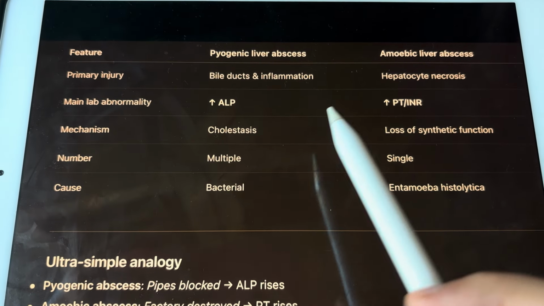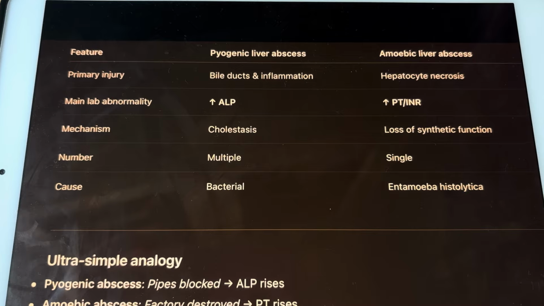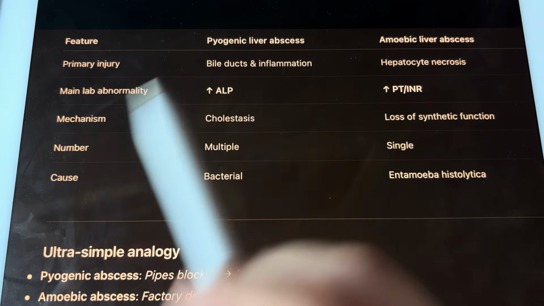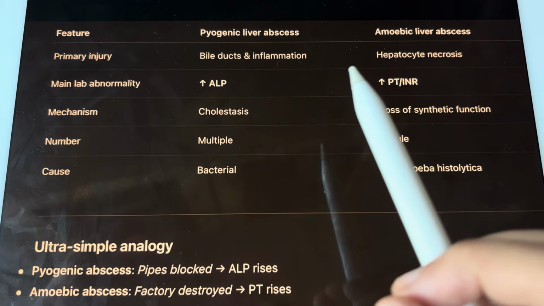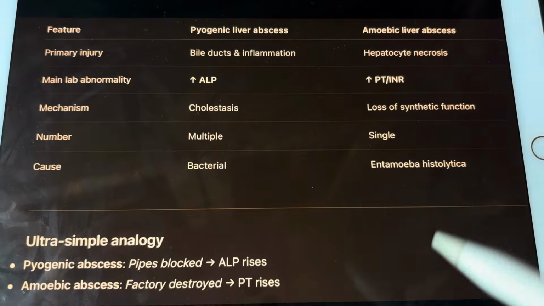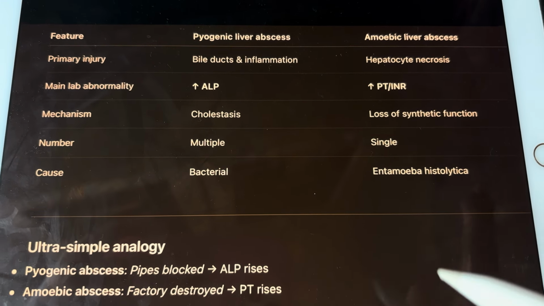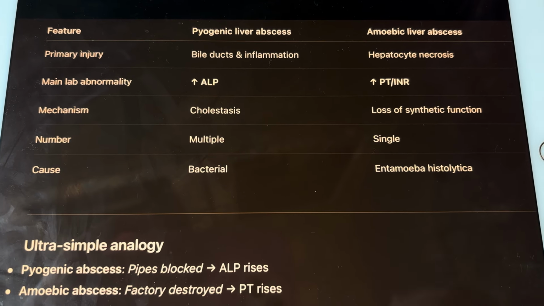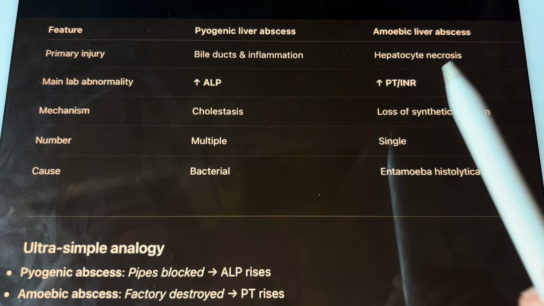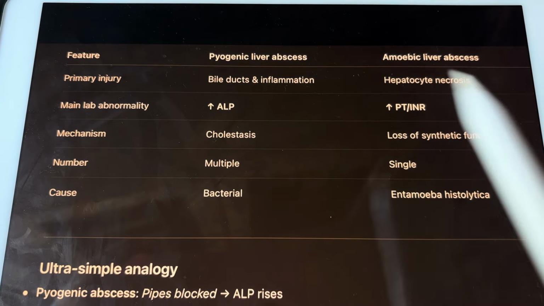So basically, what happens is, what is ALP? ALP is present in the cells of the bile ducts. So when they are damaged, you will have increased ALP. Okay, remember that for life. That logic is true for anything. Then PTINR. PTINR rises when there is an issue in the clotting factors, right? So remember that for life, clotting factors are synthesized by the hepatocytes. So if there's any issue in the hepatocytes, your PTINR will increase. Okay. Now let's understand the mechanism of how we acquire these two infections.